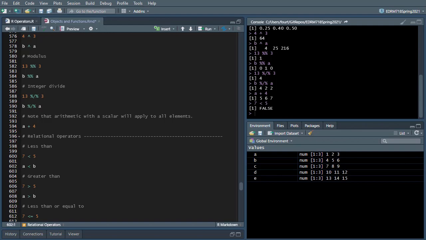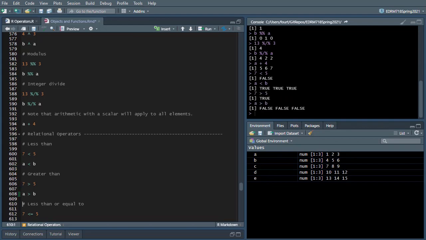What about A less than B? A less than B is going to go element by element. 1 is less than 4, 2 less than 5, 3 less than 6, so we get 3 trues. Greater than. Is 7 greater than 5? Yes, it is. True. Is A greater than B? No, none of the elements are. It will give us falses and trues for every element comparison that it makes.